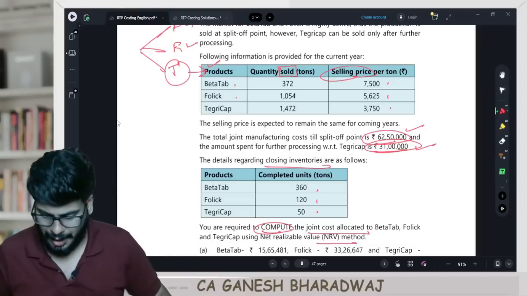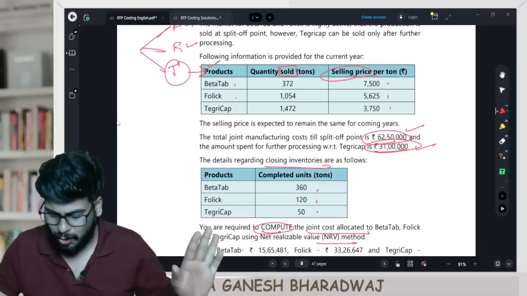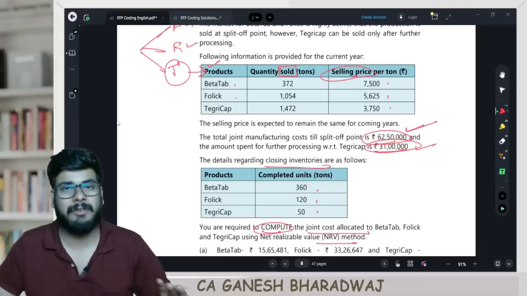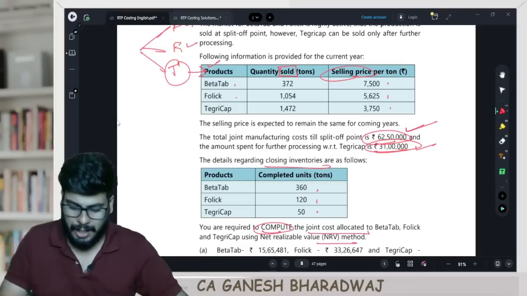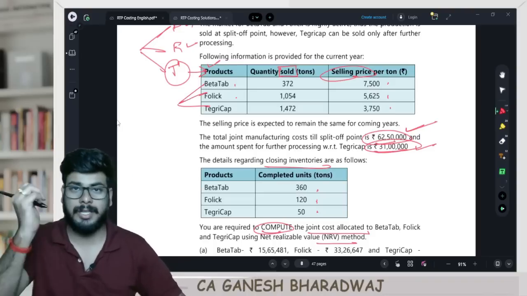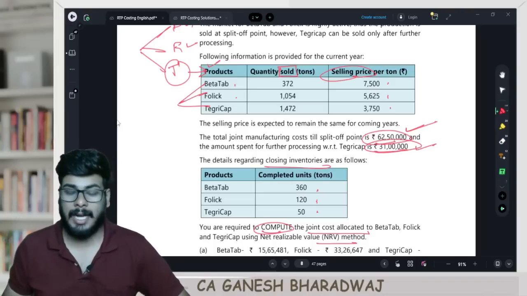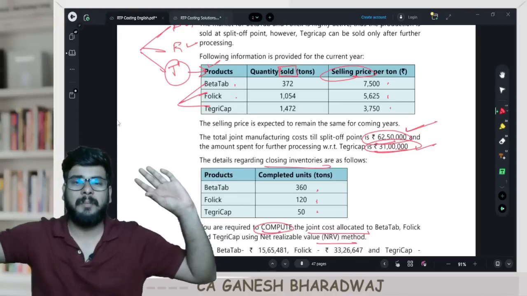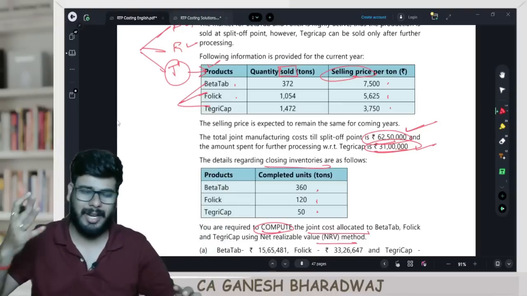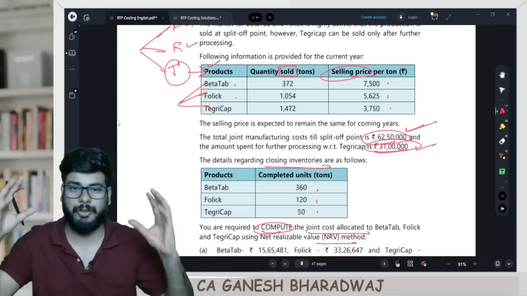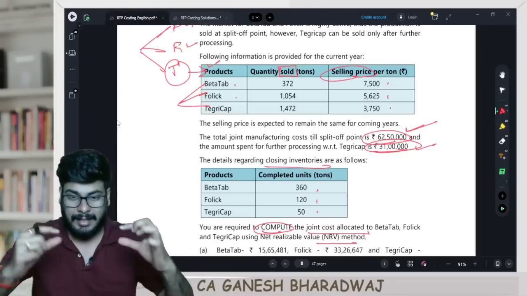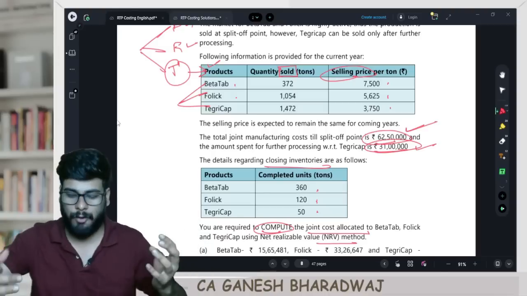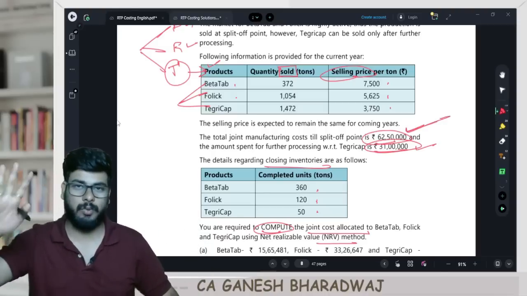Now, what are they asking for? What is the total joint cost? 62,50,000, right? This needs to be properly apportioned between the three products using what method? NRV method. How do you arrive at NRV? The final sales value minus any further processing cost or any cost incurred after the split off point, you remove, you arrive at NRV. That NRV will be the basis for you to apportion this 62,50,000.